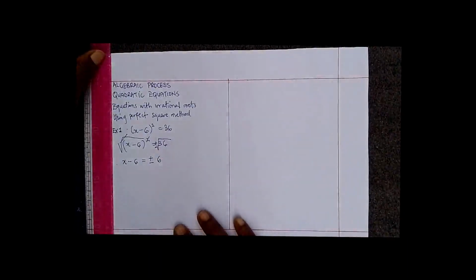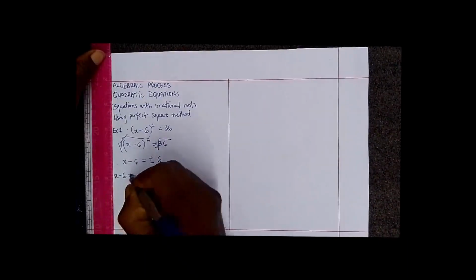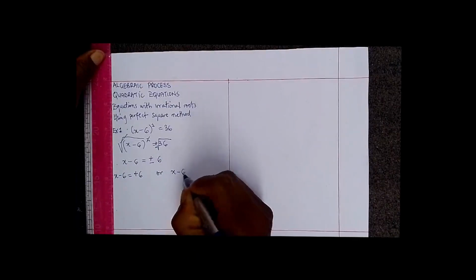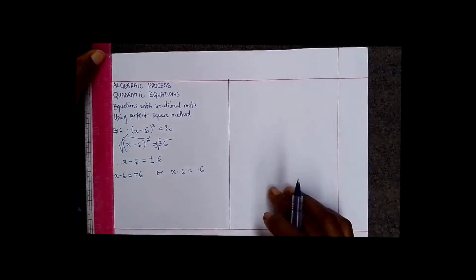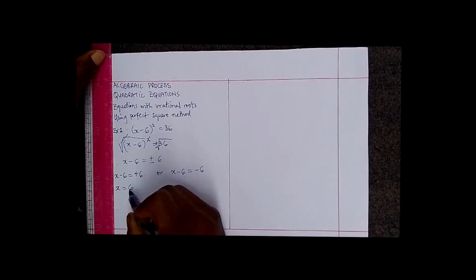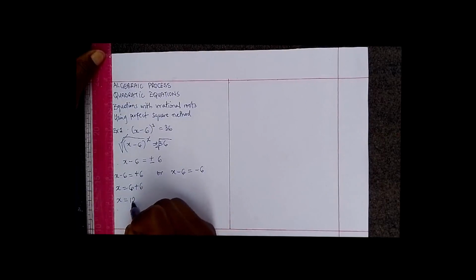We all know the root of 36 is 6. So that means the two values of x will now be x - 6 = plus or minus 6, so x - 6 = +6, or x - 6 = -6. Okay, so now from here we have x = 6. I don't need to put the plus. Whenever you have plus, this is still positive 6. When minus 6 is moving over, it becomes plus 6. So x = 12.